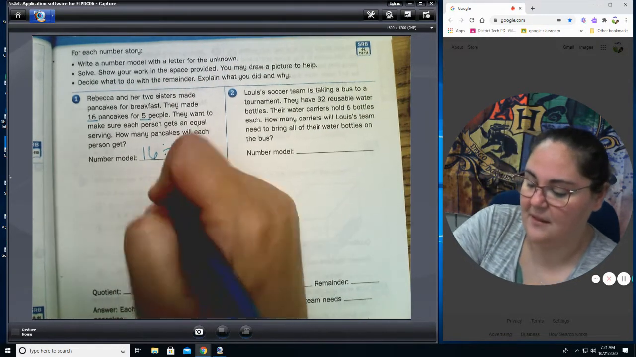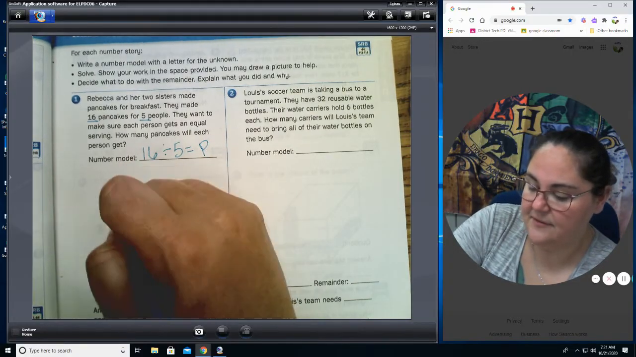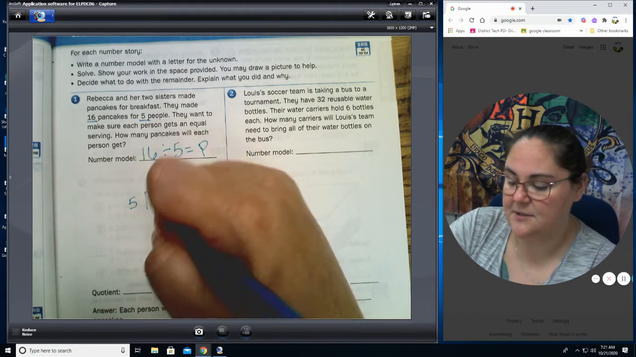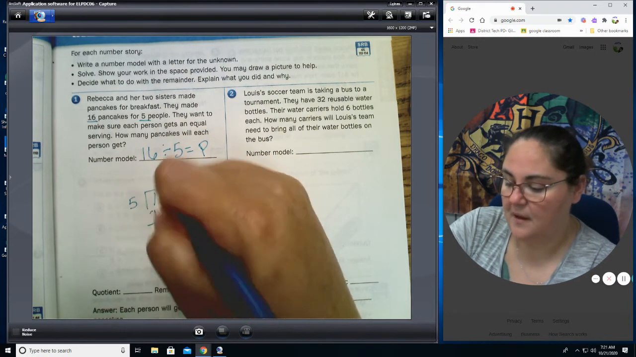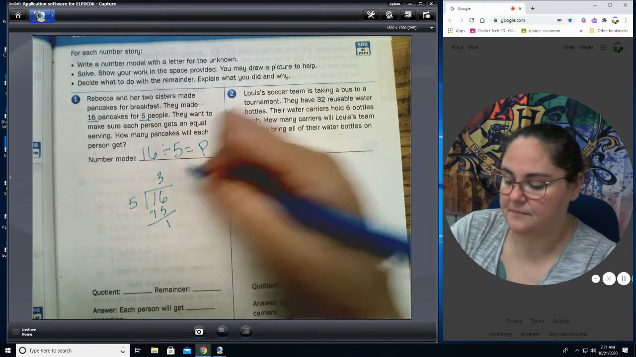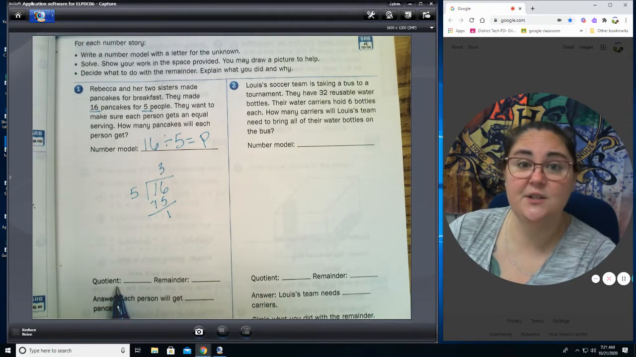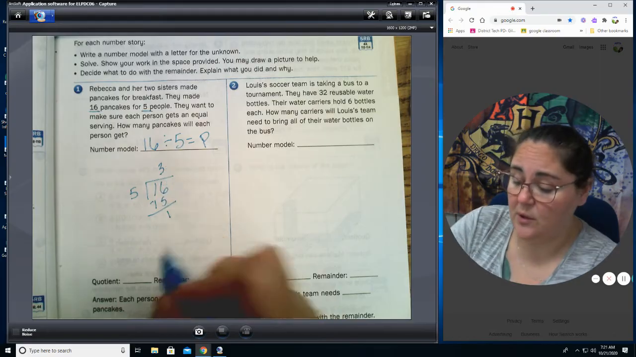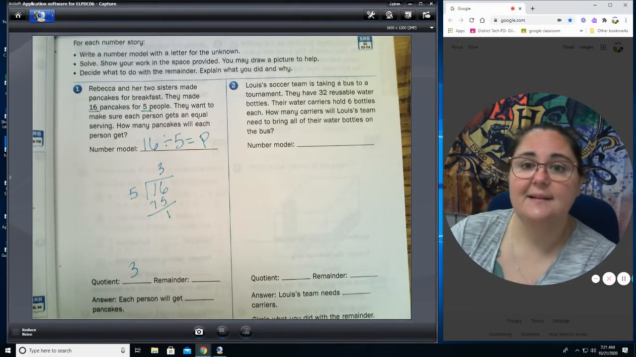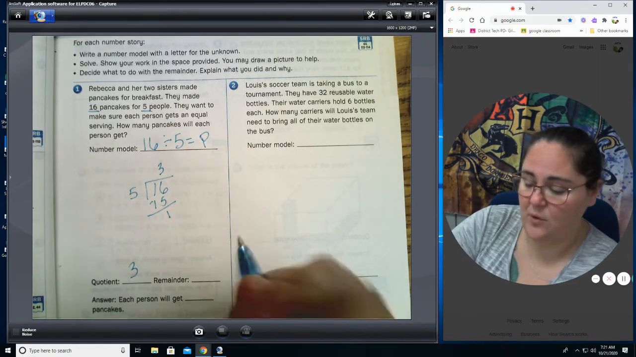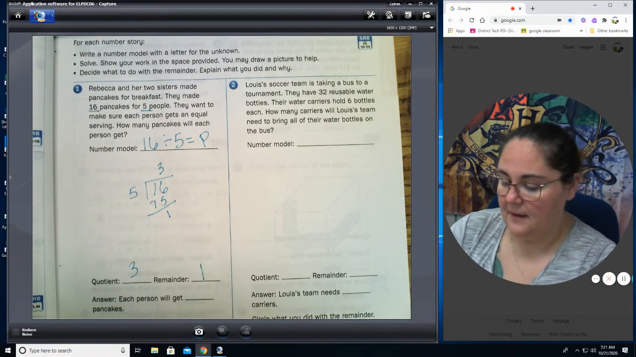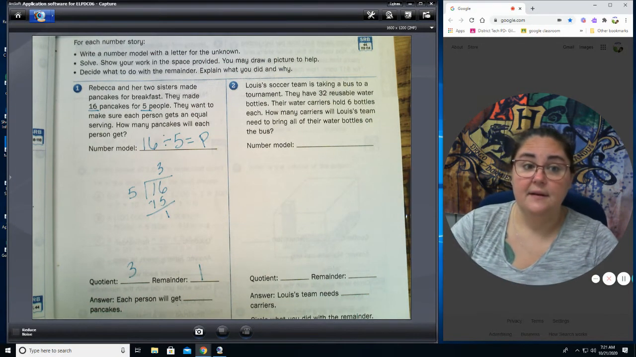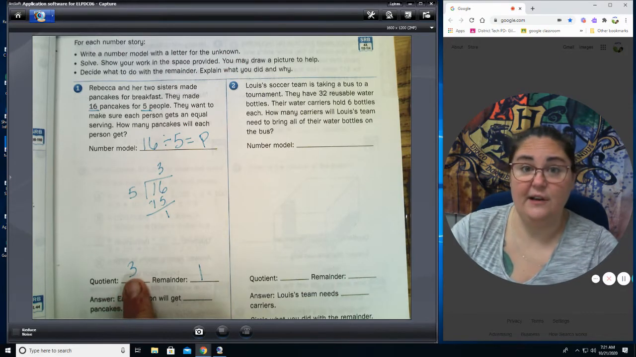Now we get to do the math. 16 divided by 5. 5 goes into 16 3 times. 3 times 5 is 15 with 1 left over. So my quotient, when it says quotient, remember, that is the answer to a division problem. So my quotient is going to be 3. Right? My remainder will be 1. So each person will get blank pancakes. Okay. Right now, everyone's going to get 3.